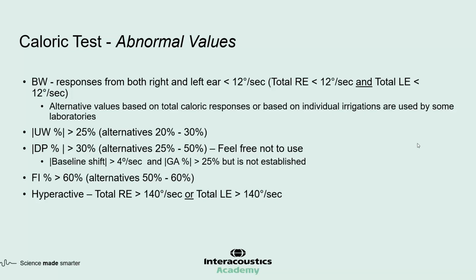Directional preponderance, as I mentioned, I don't use that anymore. Most laboratories that use it use 30% as a normal limit.